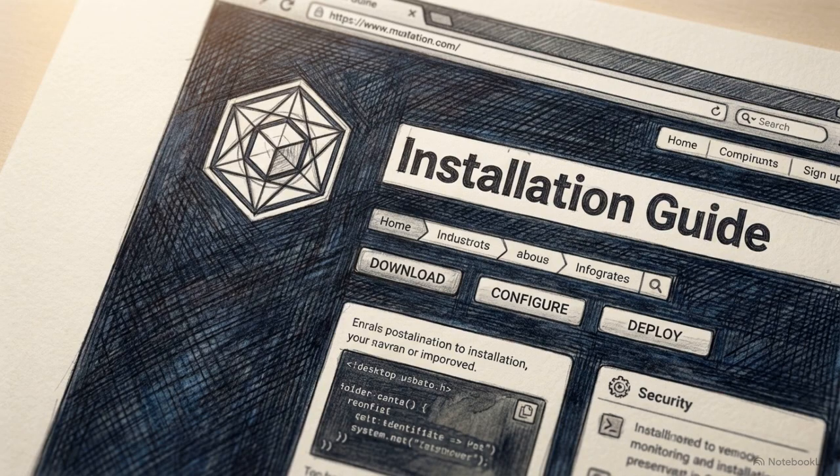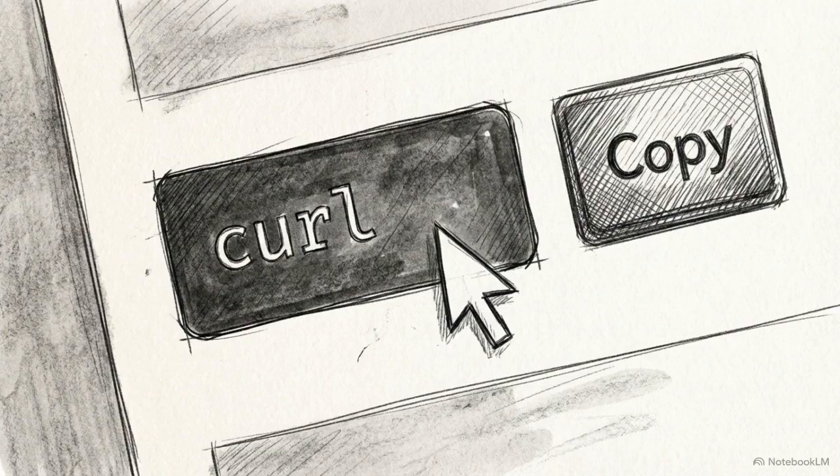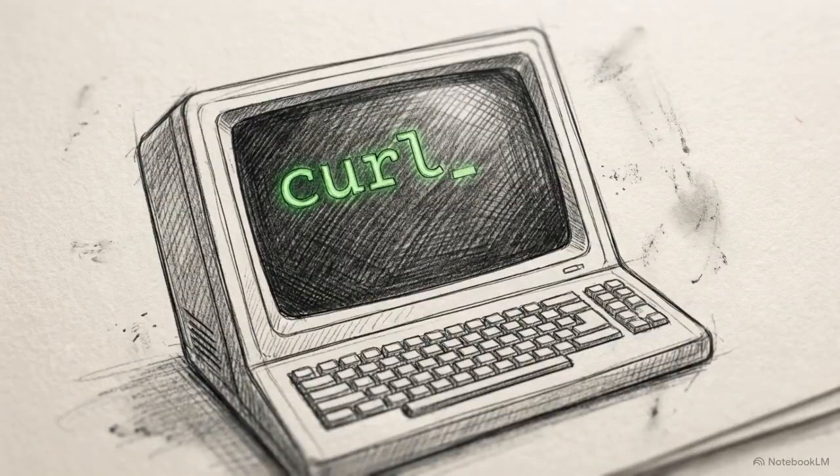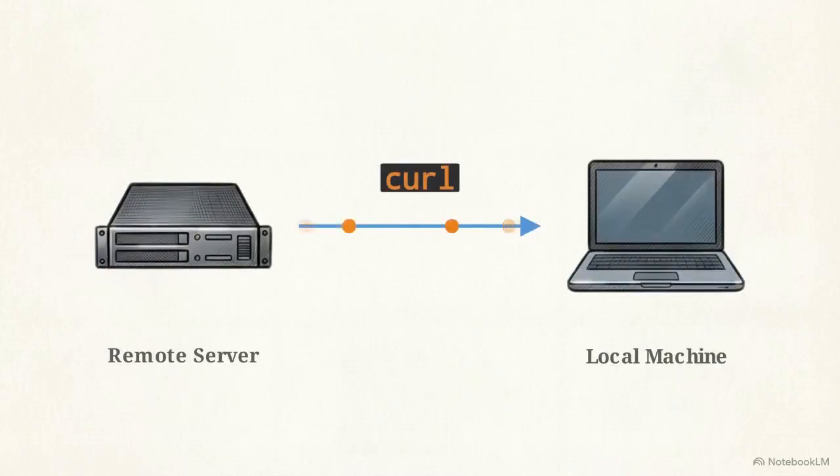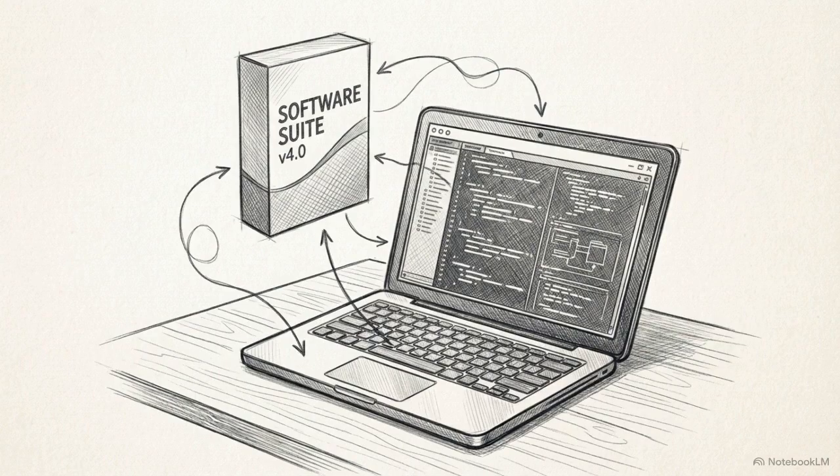To begin the setup, you must retrieve the installation command for your specific operating system from the official Anthropic documentation. Open your terminal and paste in the curl command. Curl is a standard tool used to transfer data from servers. Running this will pull the core Claude Code framework onto your machine.